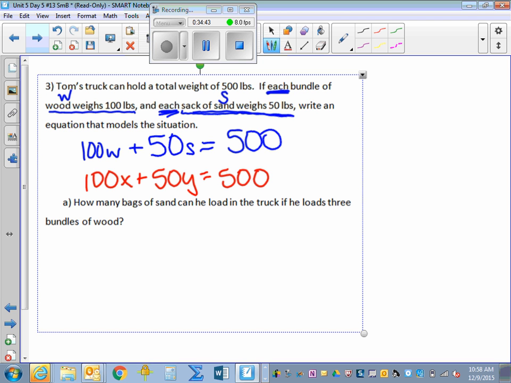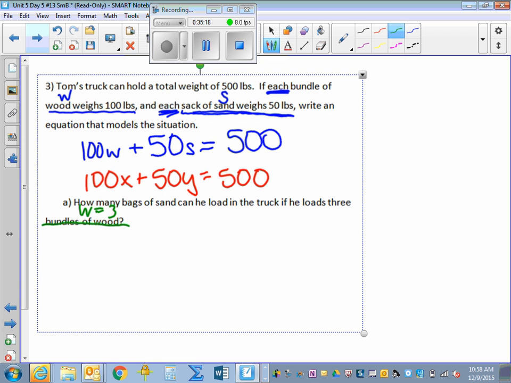Now it says how many bags of sand can he load in the truck if he loads 3 bundles of wood? What information did they give us? We know how much each weighs, but what does the question give us? How many bundles of wood? 3 bundles of wood. Good, so if we have 3 bundles of wood, what does W equal? W is 3, but that will be 300 pounds.